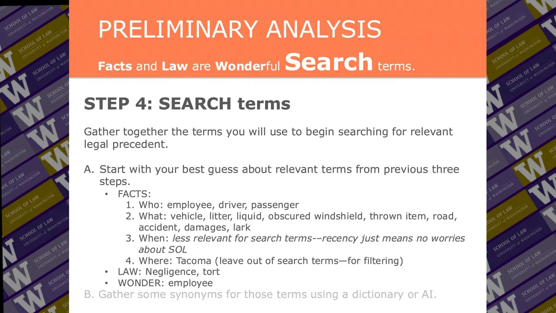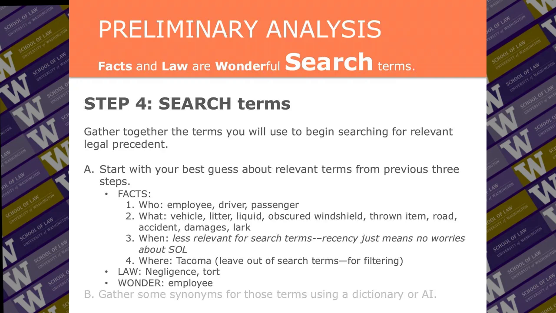So from who: employee, driver, passenger. What: vehicle, litter, liquid, obscured windshield, thrown item, road, accident, damages. When, I think when is less relevant for searching. You just need to know whether or not there's going to be a statute of limitations, and that's not part of searching unless the when involves a longer time period, in which case your search terms are going to be relevant to whether or not there's a statute of limitations.